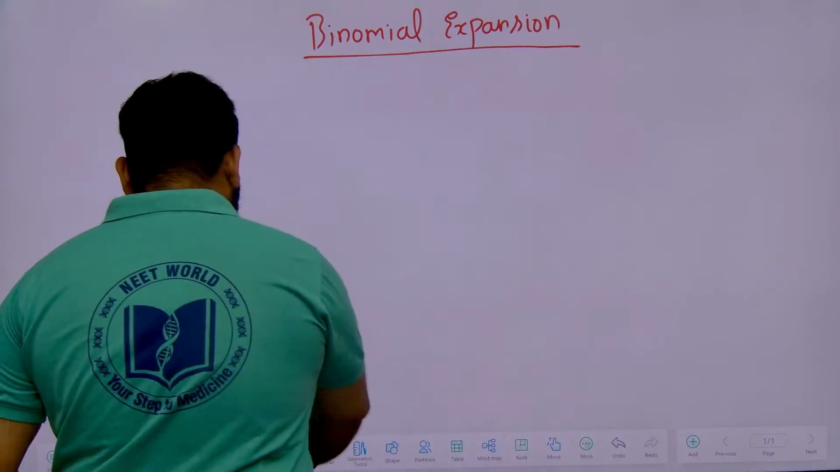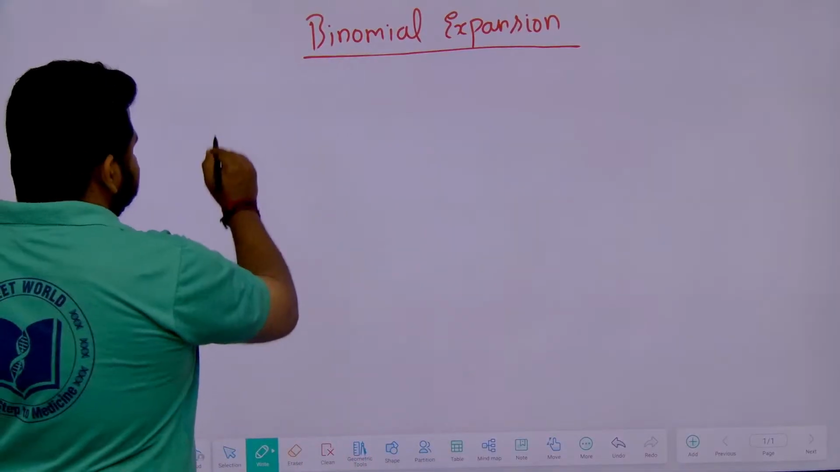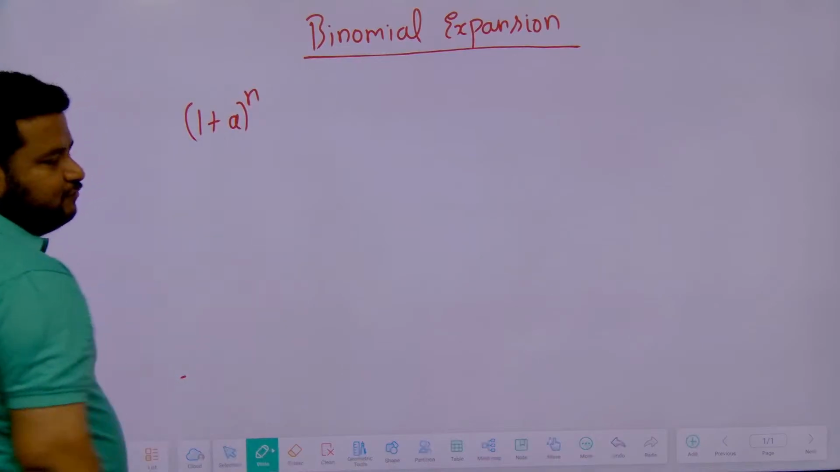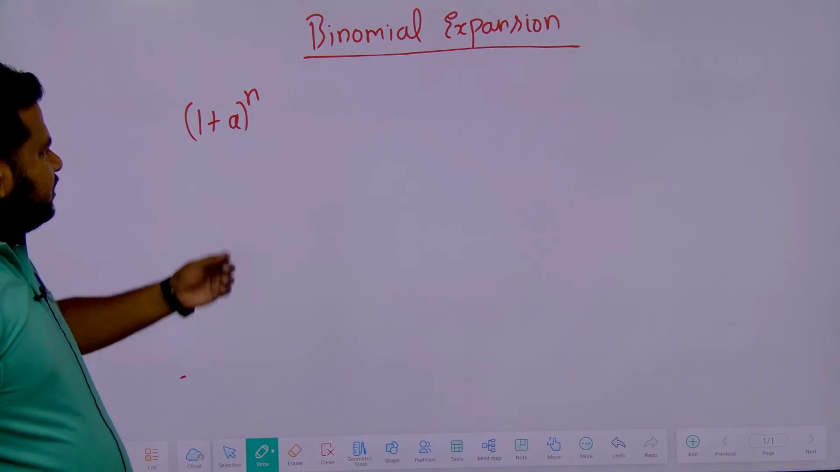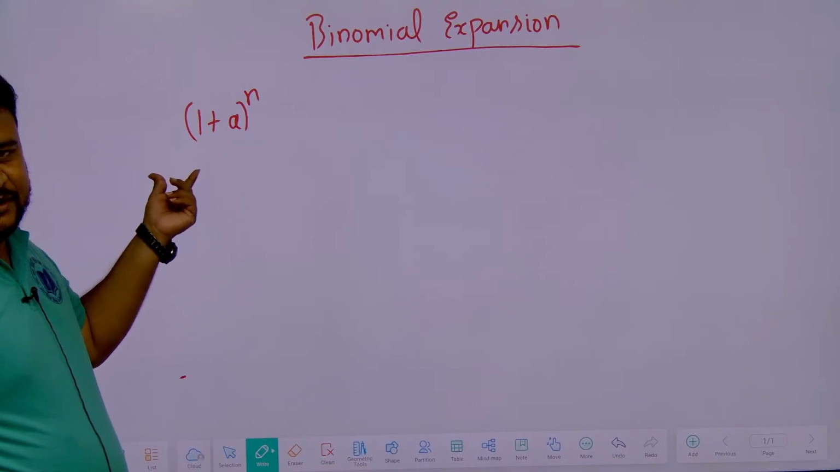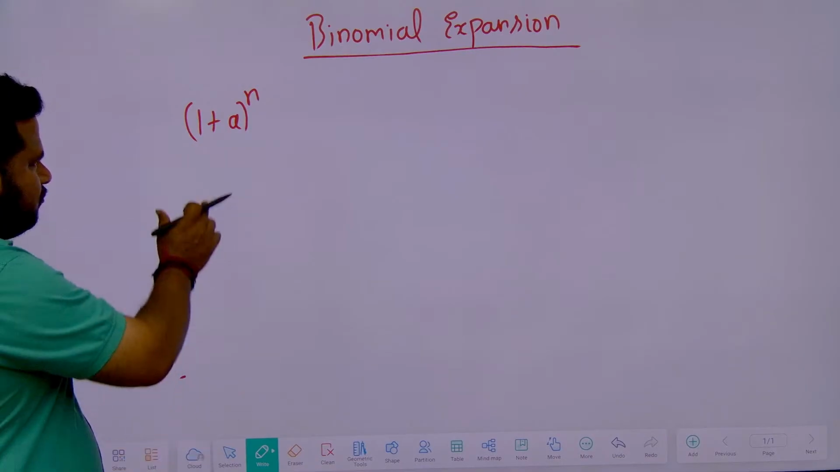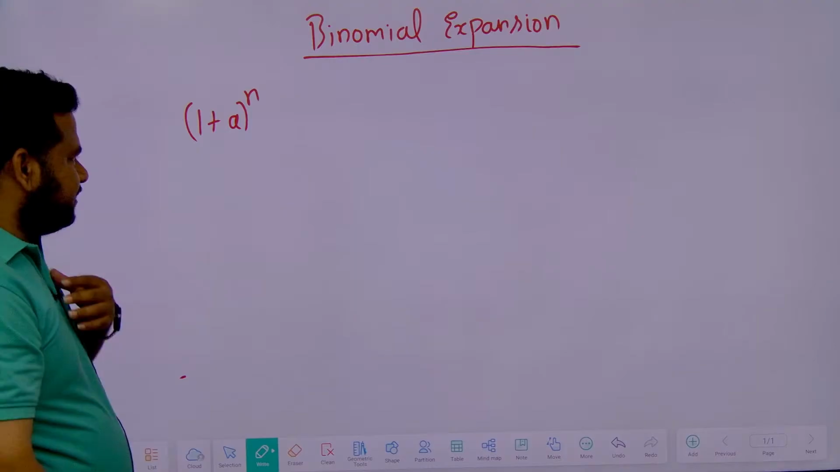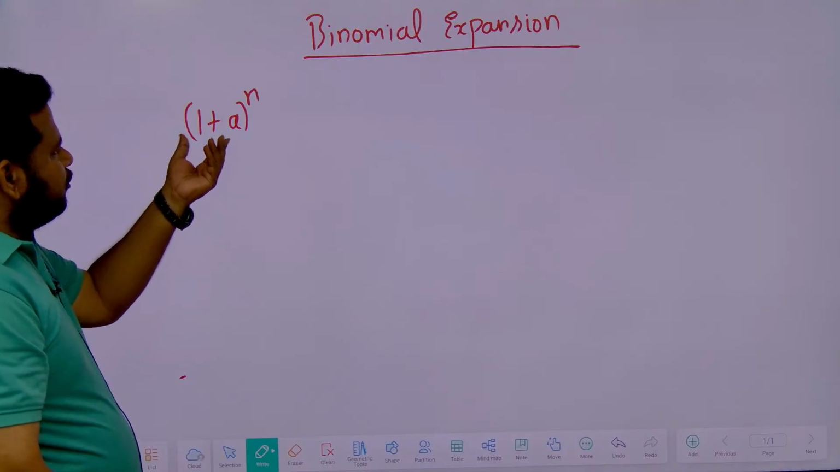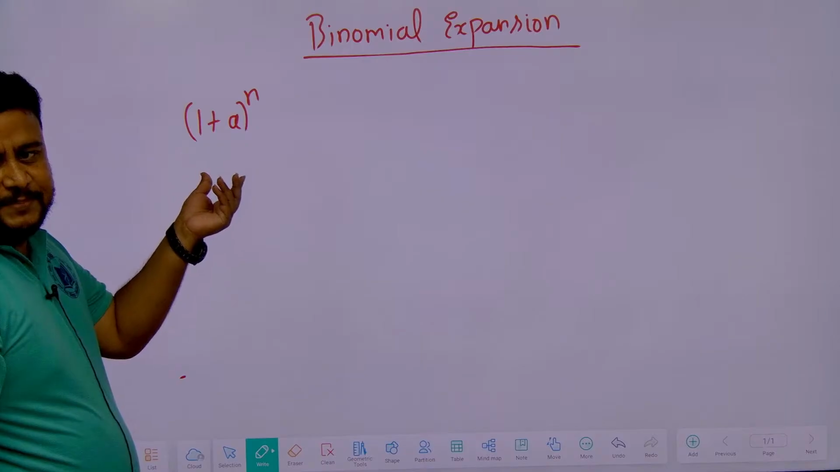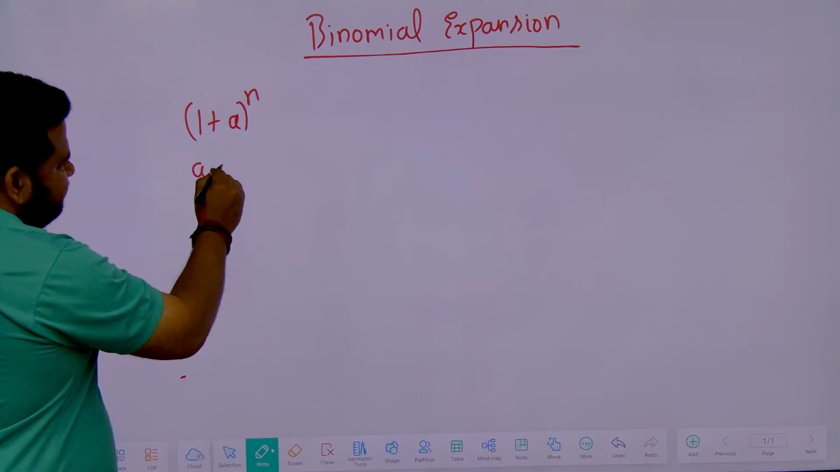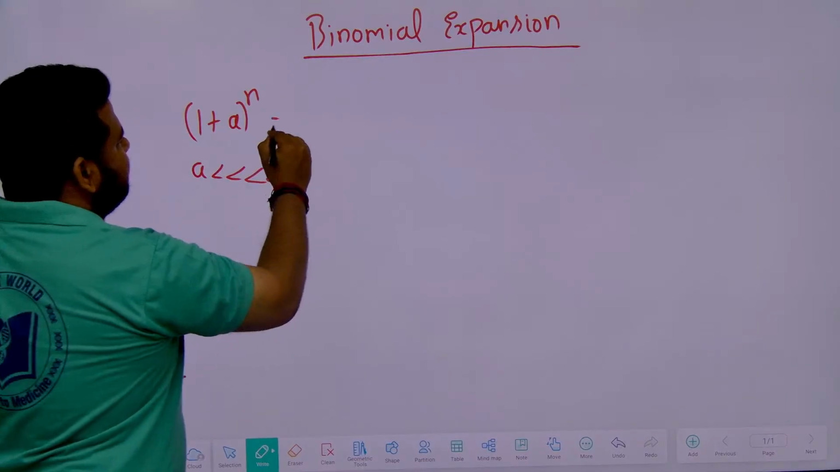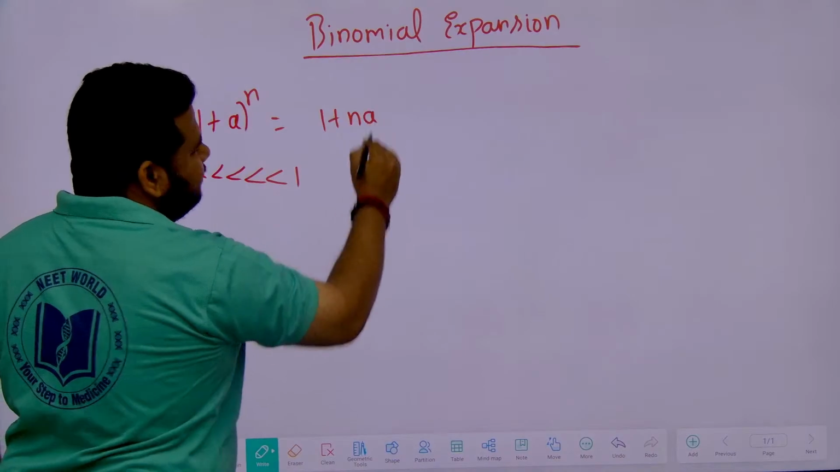So what is this binomial expansion? See here, if I write (1 + a) to the power of n, and a is very small compared to 1, then you can write this directly as 1 + n times a. Everyone can understand Telugu? Fine, sometimes I will be using words in Telugu also.